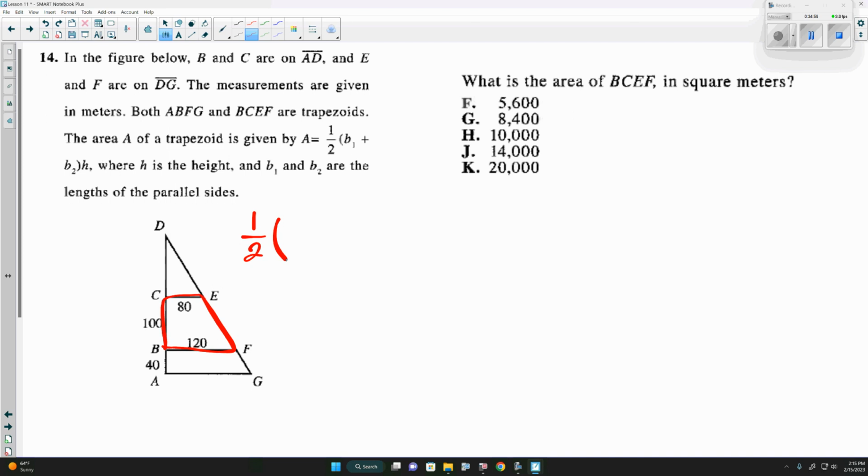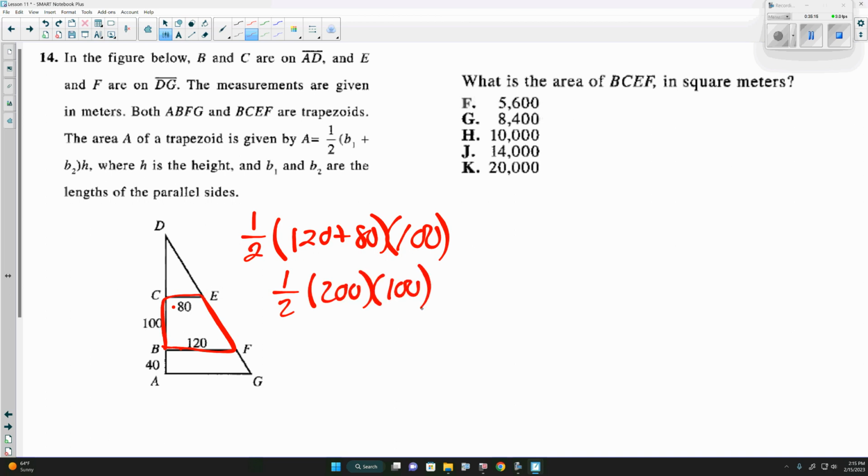1/2 of base 1 plus base 2. What are our two bases? 180 and 120. 120 plus 80. Yep. And the height is? 100. And then 200. Yeah. And then 100 times 100 is 1,000.